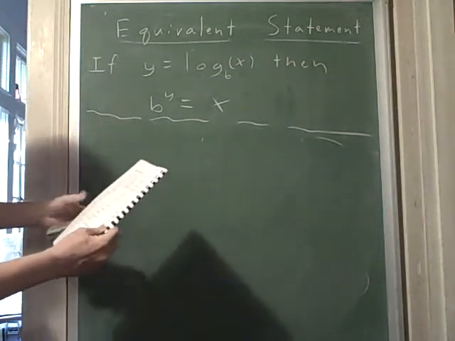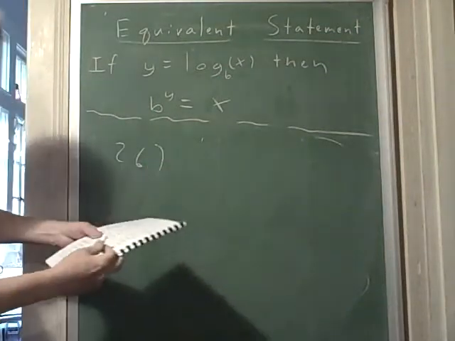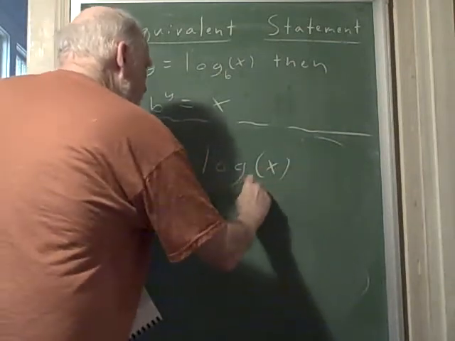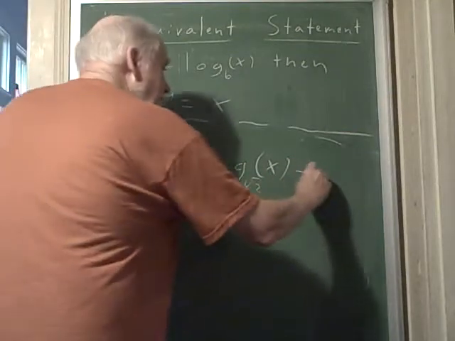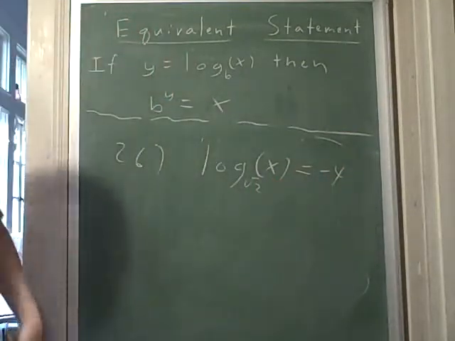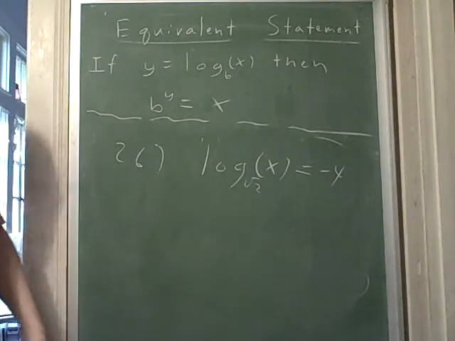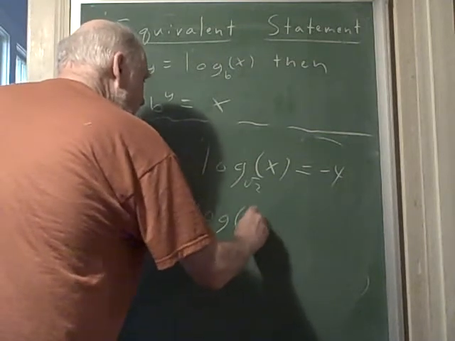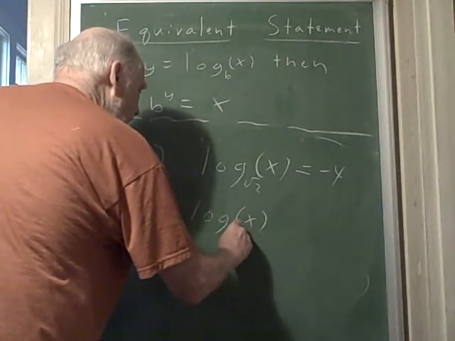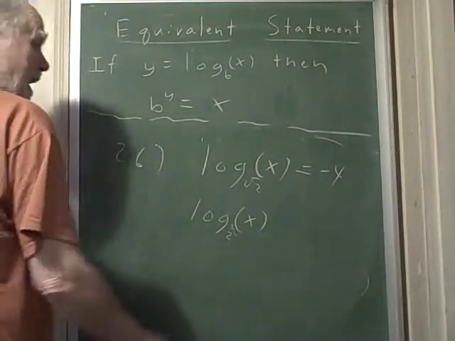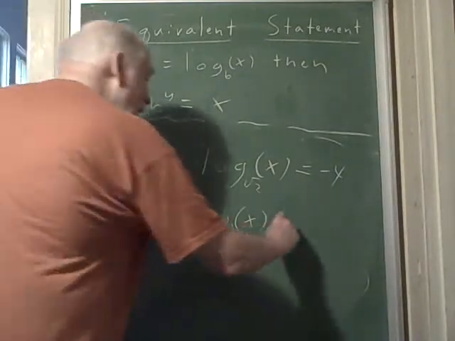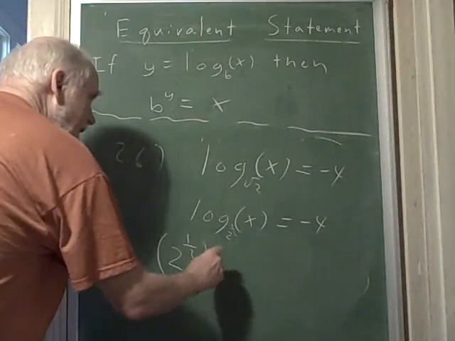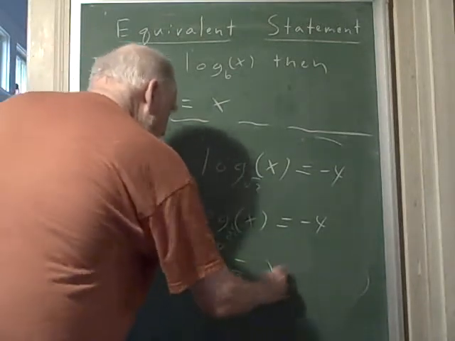I'm not going to do 22. I think I'll do 26. 26 is the log of x base square root of 2, really weird base, equals negative 4. Now, anytime I have a radical, what I do is I change that to a fractional exponent. So I'm going to write that as the log of x base 2 to the 1/2 power. That's not 2 times 1/2, that's 2 to the 1/2 power. That equals negative 4. Now I can write 2 to the 1/2 to the negative 4 equals x.